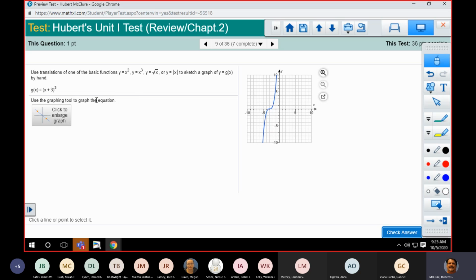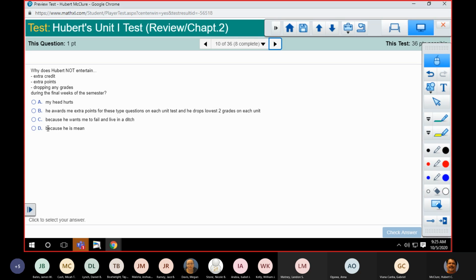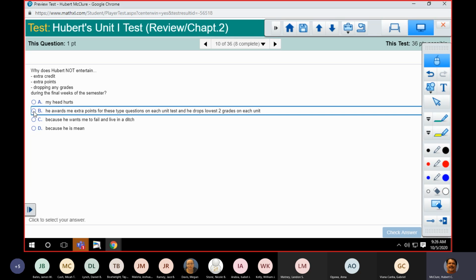I like that question. He awards me extra points by giving me these type questions on each test, and he lowers 2 grades on every unit test. That's why I don't respond to emails about extra points.